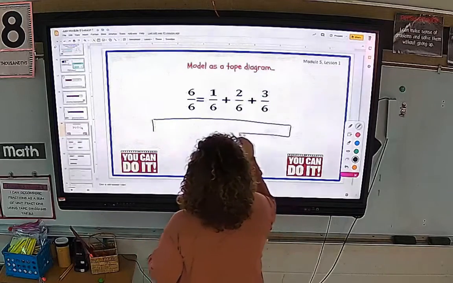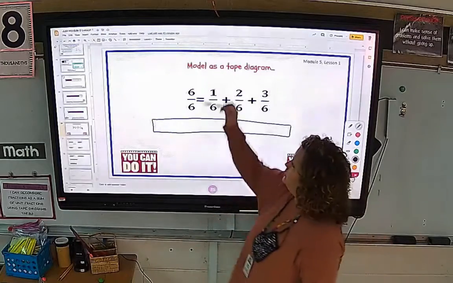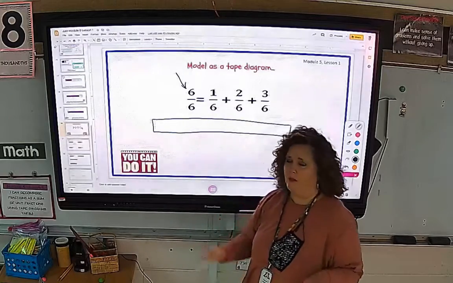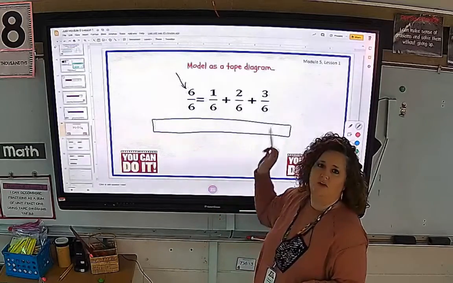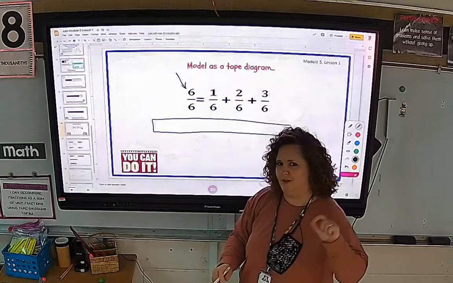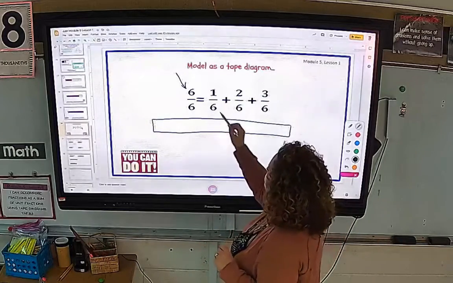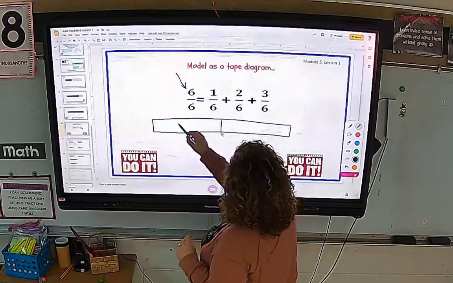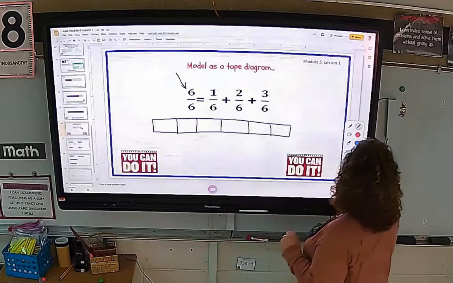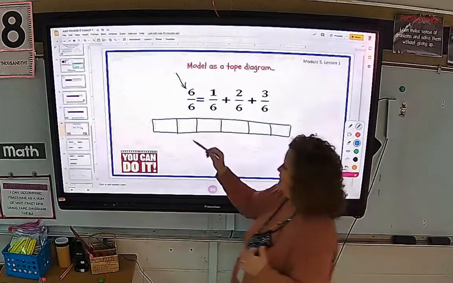How do I know how many pieces to cut this into? Well, if I go and look at my fractions, they're going to help me. Every single one of these fractions has what as a denominator? That denominator is going to tell you how many pieces to cut it into. Aha. So I know I need 6 pieces here. So cut it in half. And then cut each half into 3 pieces, and we'll have 6. Okay, now 6/6, so they're all shaded in.